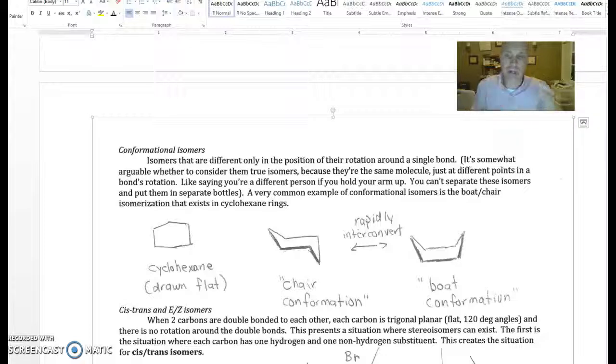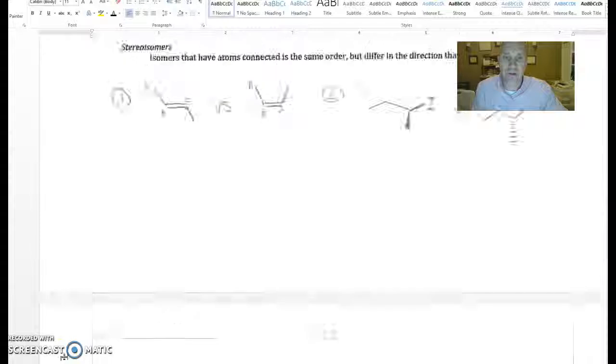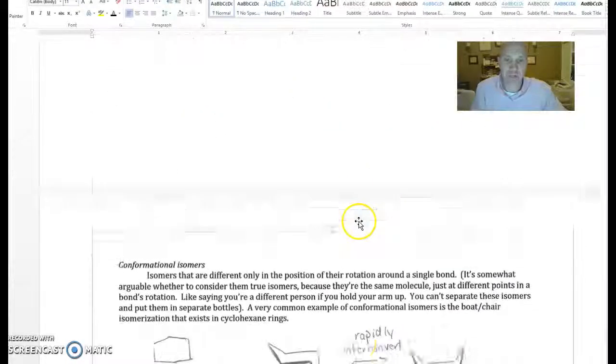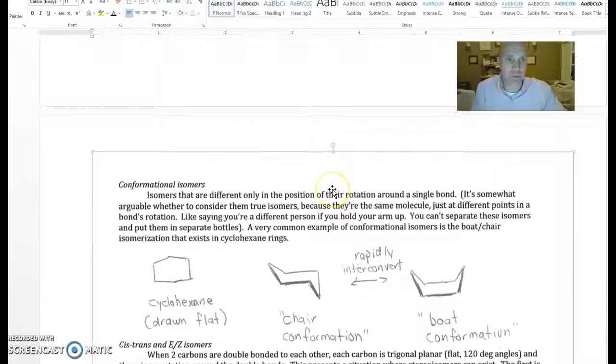One thing about conformational isomers that is different from other things is that in the other types of isomers that we've talked about, say, for example, this thing versus this thing, you could separate and put this thing into a separate bottle, and you could separate and put this thing into a separate bottle. But with conformational isomers, that's not possible because 1 second later, this bond is going to rotate, and there's no way you can separate these.